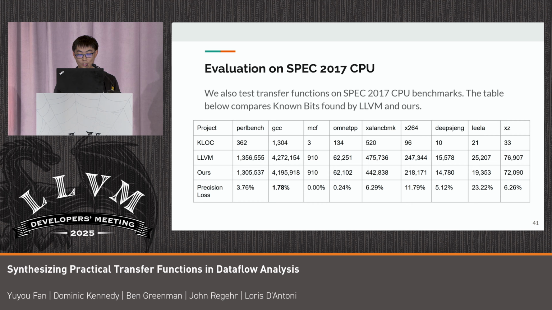Look at GCC. We compare the numbers found by LLVM and found by ours. We only have 1.78 precision loss, and we even achieved the same result on the MCF project. And among other projects, we have like 3, 4, 5% loss. We also did a bad job at X264 and Leela. We believe they may contain a lot of instructions that our transfer functions did a bad job on.